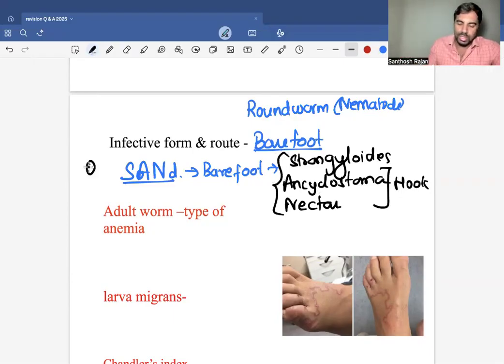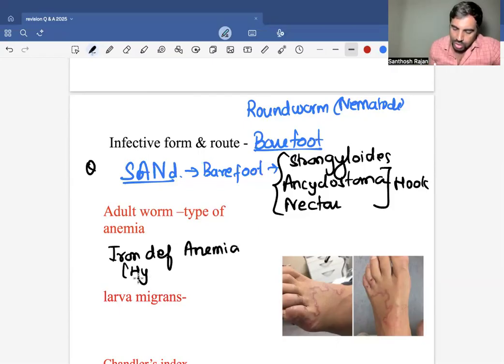One question can be, especially Strongyloides, they can also ask you. The adult worm, with its hooklets, tries to suck the blood, right? So you get iron deficiency anemia. That is basically hypochromic. We saw that, hypochromic iron deficiency anemia.